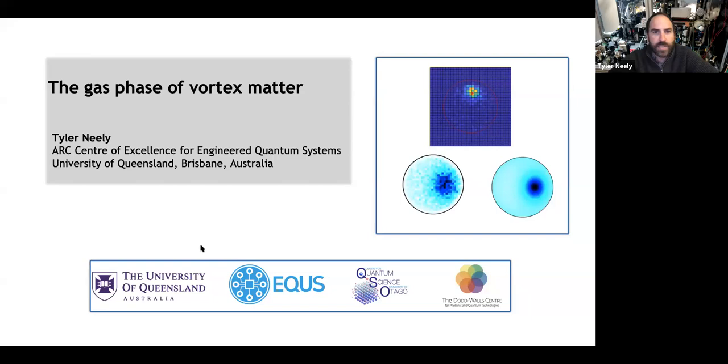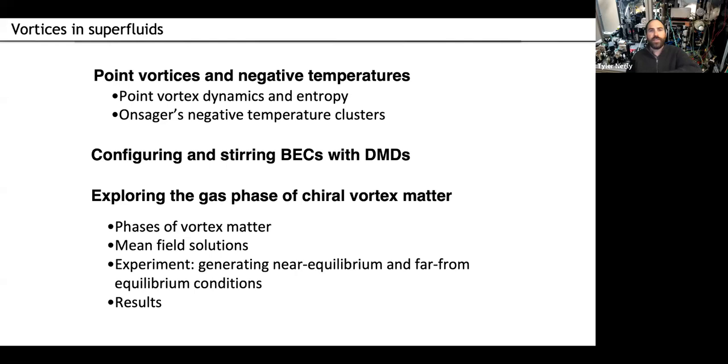Okay, there we go. So just start with a quick outline of what I'll be talking about. Reminding people, sorry if this is repeating lots of things that everybody already knows, about point vortices, and in particular Onsager's treatment of point vortices, and the prediction of these negative temperature states for point vortices forming into clusters. Then I'll tell you a little bit about the experiment here, and how we use optical traps to confine and stir BECs and put vortices into them.